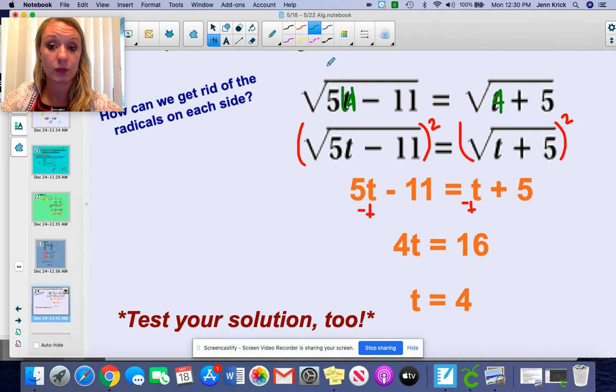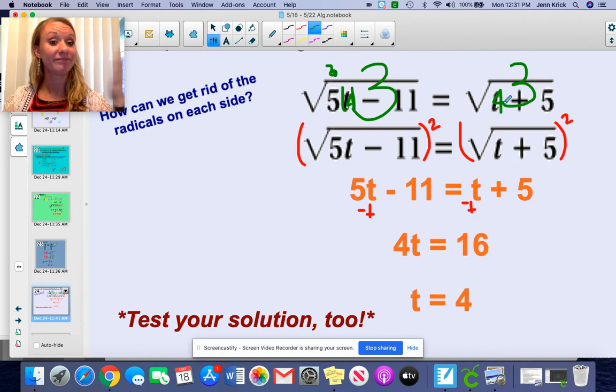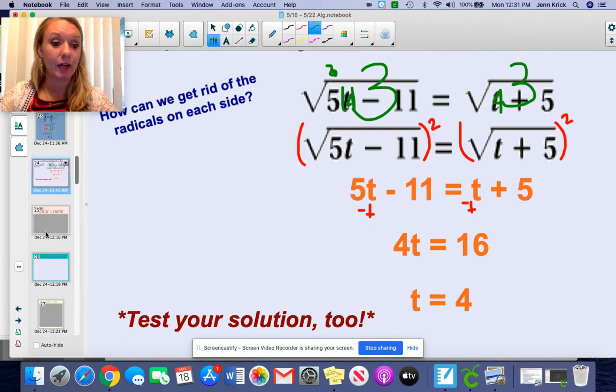So 5 times 4 is 20. 20 minus 11 is 9. Square root of 9 is 3. So we know that this side is equal to 3. 4 plus 5 is 9. Square root of 9 is 3. This side's equal to 3. If they're equal on both sides, you did it right. Congratulations.